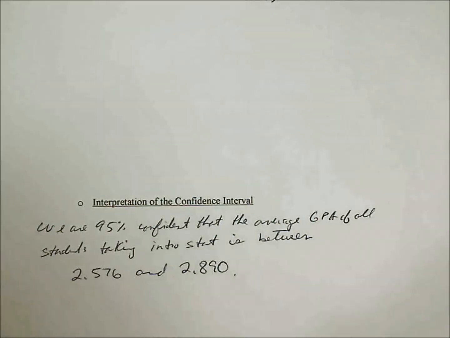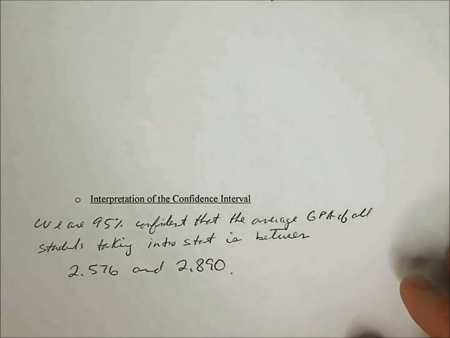Okay, so if somebody said, hey, do you think that average is as low as 2.4, we would say, no, that's not a plausible value. These are the plausible values in here. So we would reject that idea. Or somebody said, do you think the average GPA for all students in intro stats is 3.2, we would also reject that idea based on this interval. Okay, so there's the interpretation.